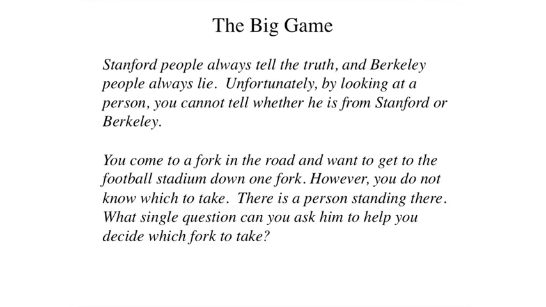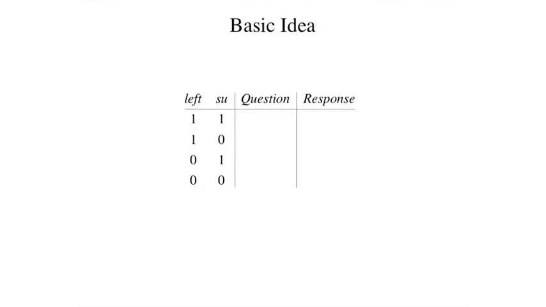However, you do not know which road to take. There is a person standing there. What single question can you ask him to help you decide which fork to take? There are a number of ways to approach this problem. The most interesting involves a question in which a person is asked how he would answer if he were from Stanford or if he were from Berkeley.